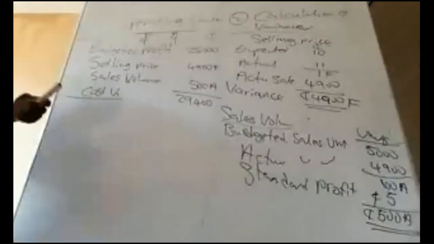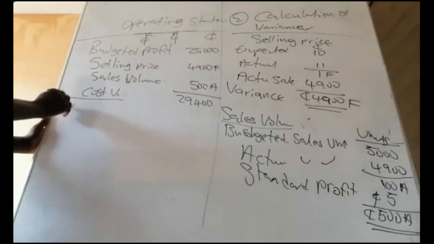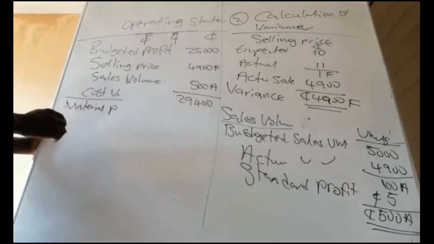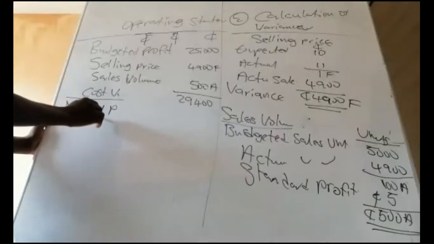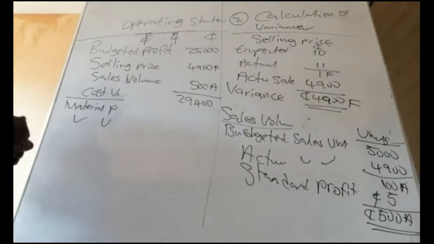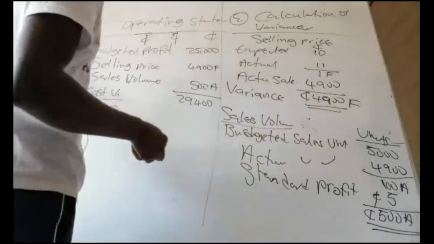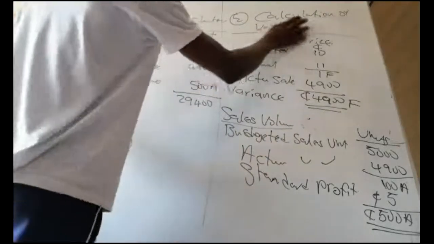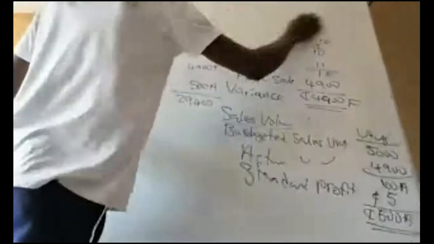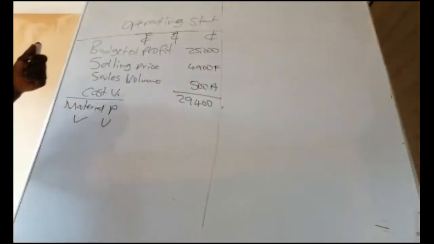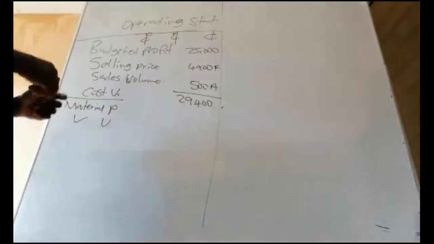And then for the cost variance, you will go and calculate material price variance, material usage, and then labor in that order. So let's get into that one also. Then we are done for 15 solid marks. So for cost variance, we are still under the variance calculation. If you do the workings, you bring it here.